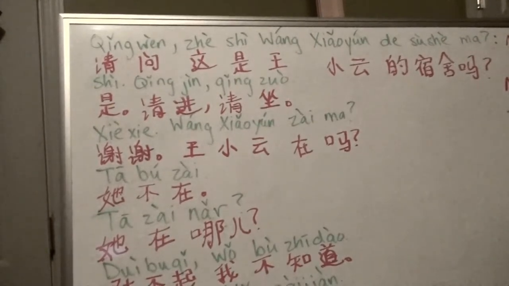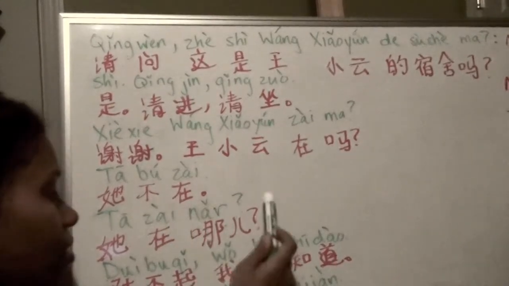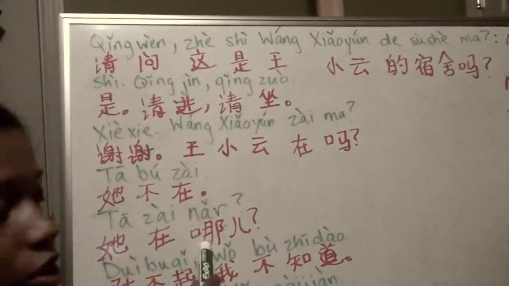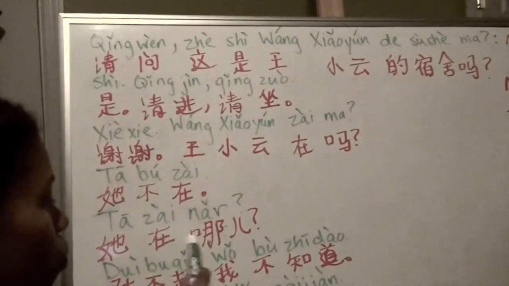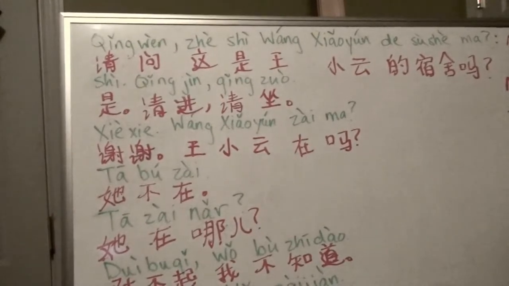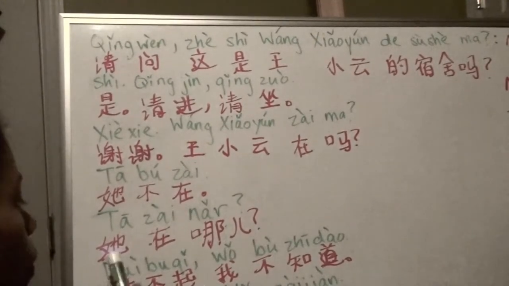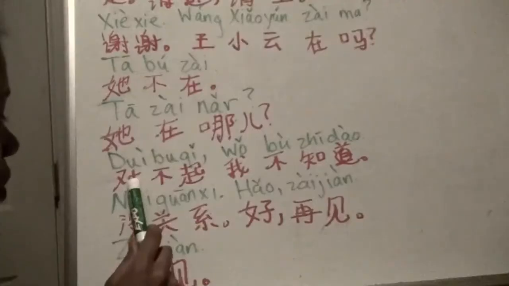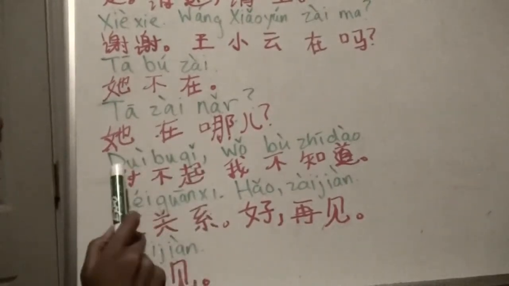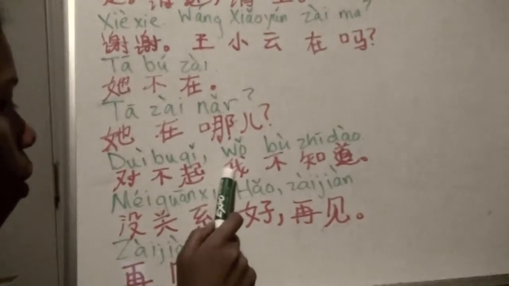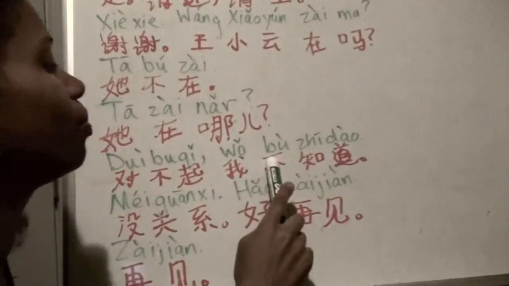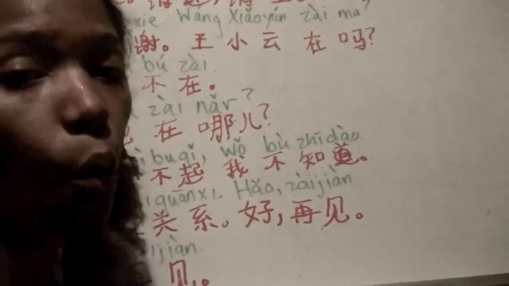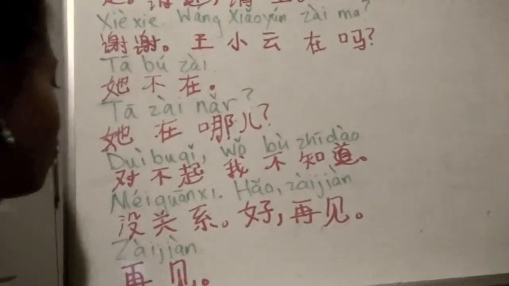哪儿 is where. She is where? 在 is also location, position. So where is she? 她在哪儿? 对不起, sorry. 我不知道, I don't know. I'm sorry, I don't know.